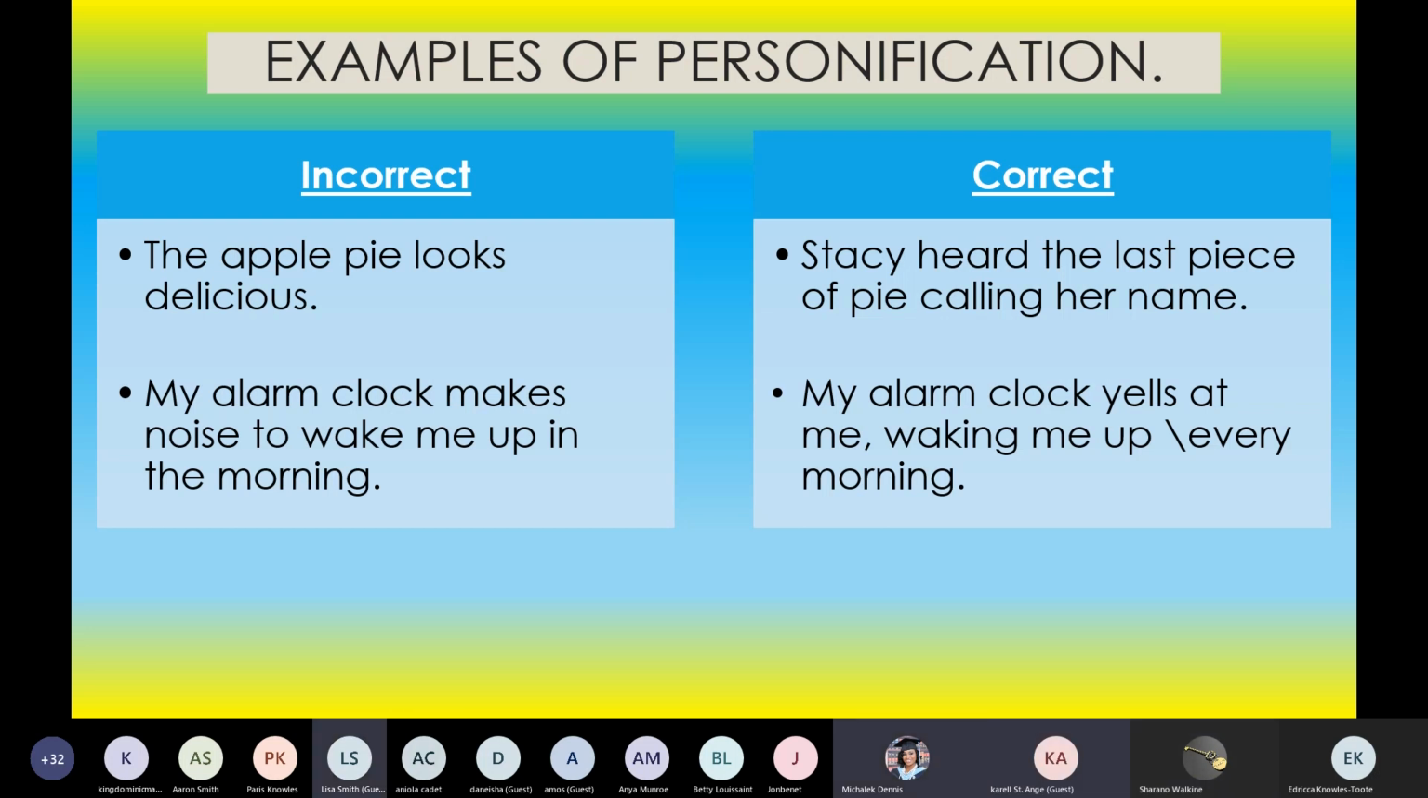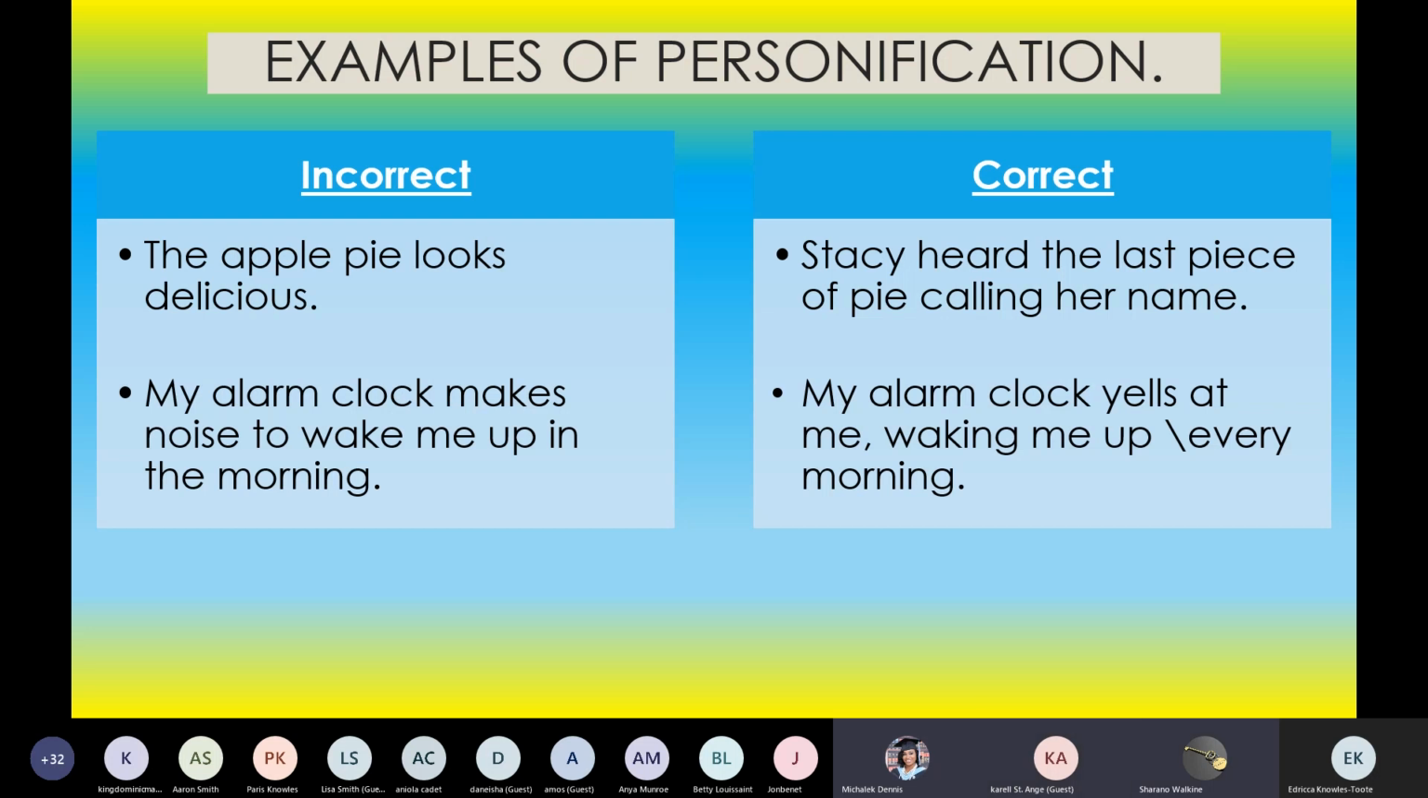The tea kettle sang loudly. Wow, that's a good one. Really good. The last piece of pie called my name. I know. All right, good job. The sun smiled at me. Yes. Lightning danced across the sky. Good job, students. The alarm clock yells at me. Good job, good job. All right, so let's look at the incorrect and correct way to use personification.